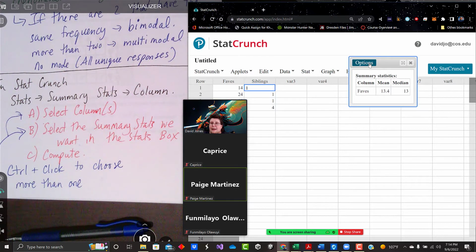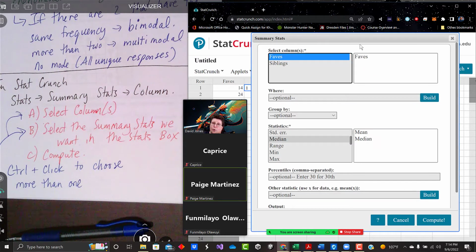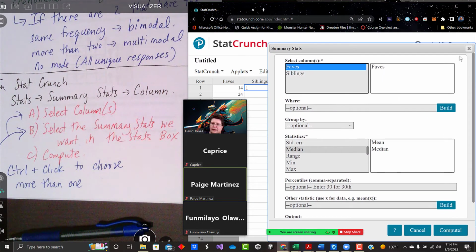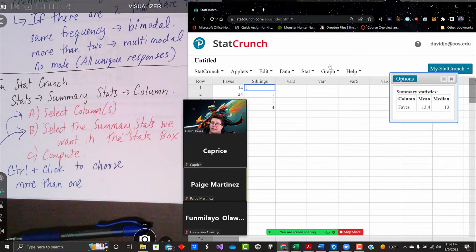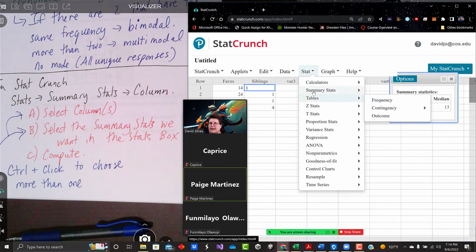If I want to add more to it, I can do edit. Click on options and click edit. Or you can start up a new one. Let me click compute real quick. Or you could do stats, summary stats, start all over.